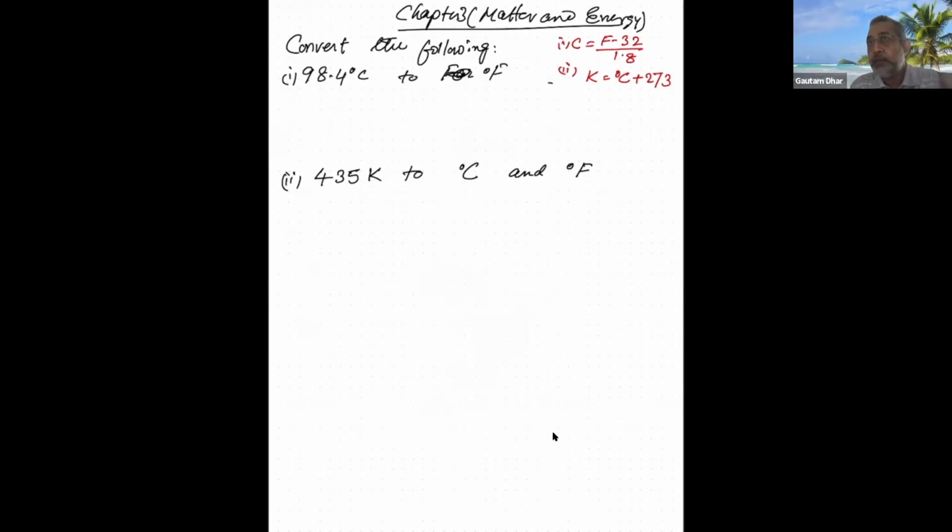To rearrange the equation, as I said, I know one formula, so I will use that. How will I rearrange this? I'll multiply both sides by 1.8, basically cross multiply. So F minus 32 is equal to 1.8 multiplied by degree C.